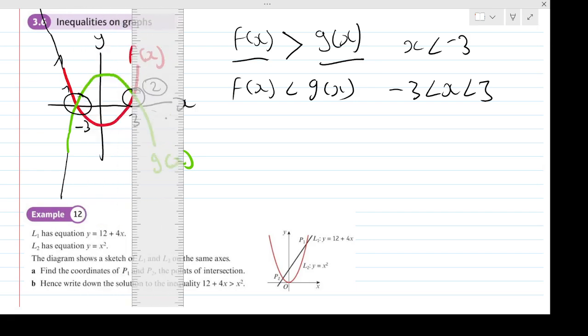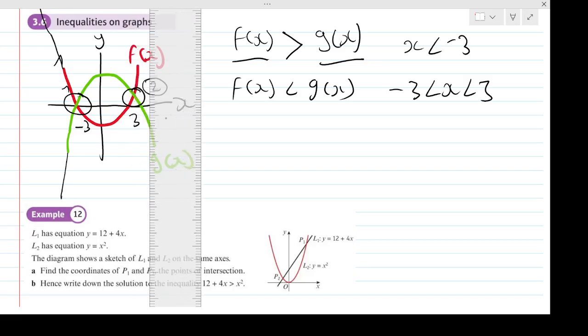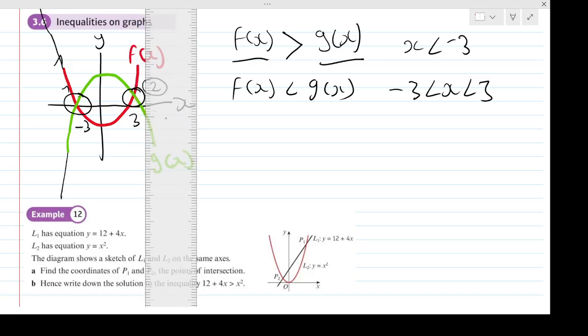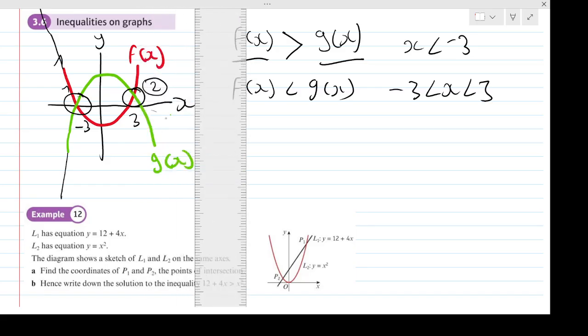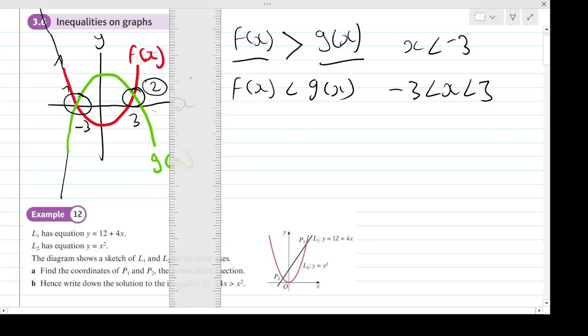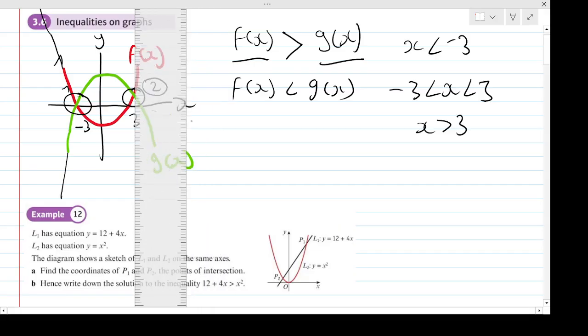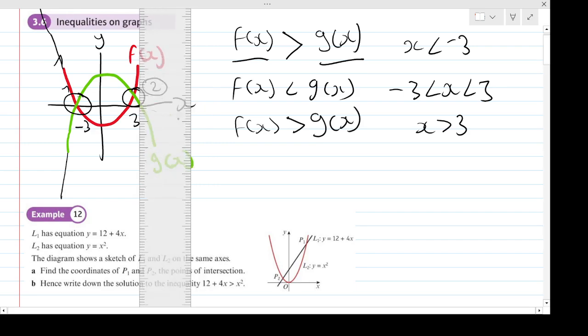But then what happens after they leave off at the second point of intersection? Well, hopefully you see then f of x will go up again and it'll be above g of x as we move away from the second point of intersection. So f of x is above g of x after 3, so when x is greater than 3. After 3, f of x, the red curve, is above the green curve again. So we say f of x is above g of x afterwards, okay?